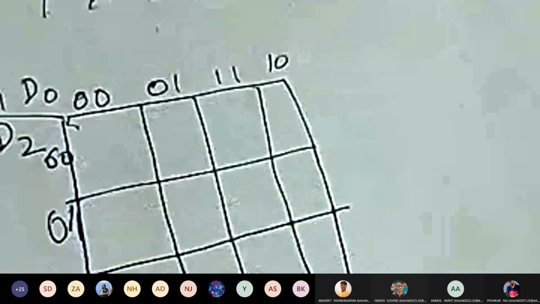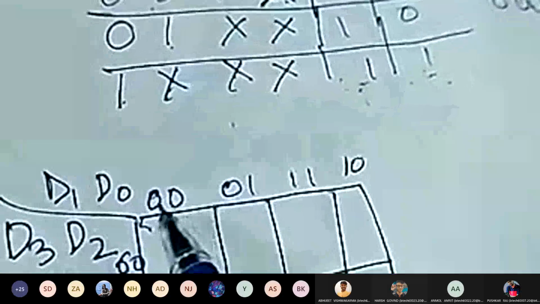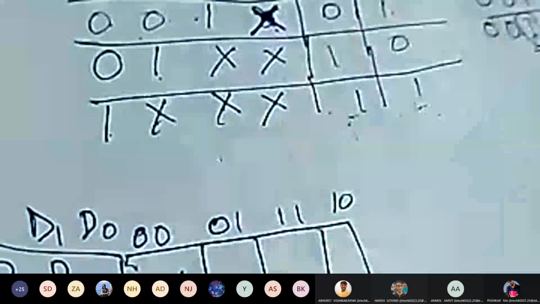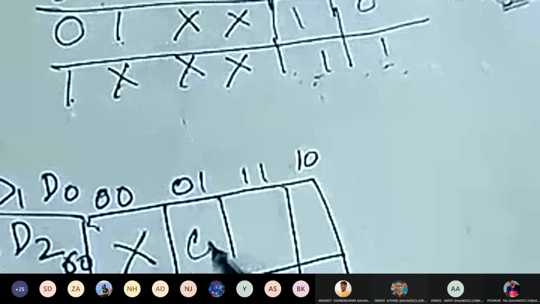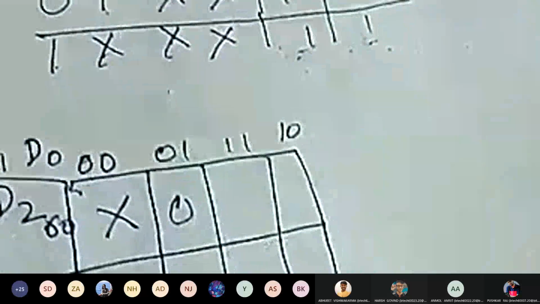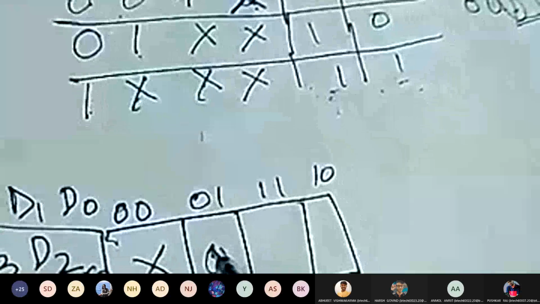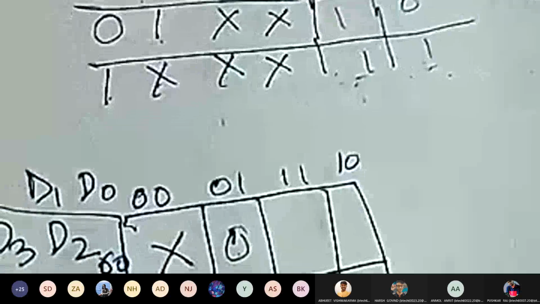This is for your A output. Okay, so 0, 0, 0, 0. That is D3 0, D2 0, D1 0, D0 0. So what is the value for A? This is X, from the truth table it is X. Now 0, 0, 0, 1. So what is the value for A? It is 0. So you need not write it, because you are taking the SOP. You won't write 0, because what matters is that you have to show the 1.